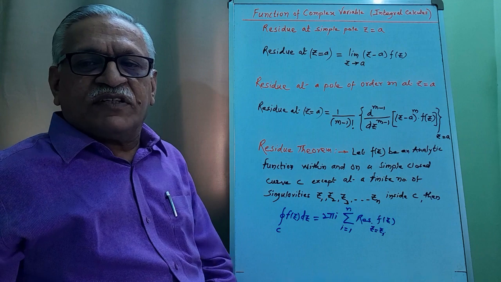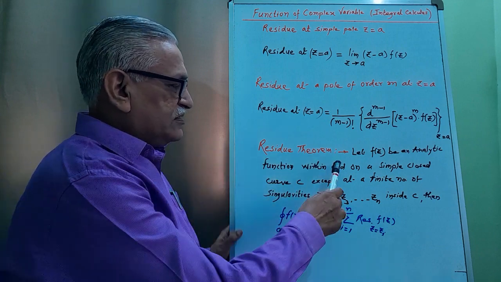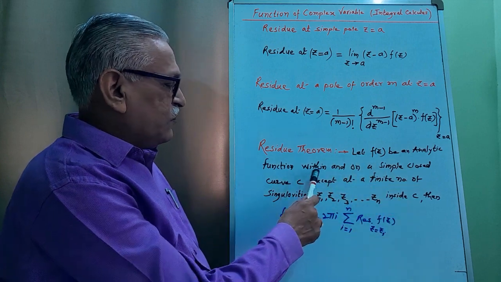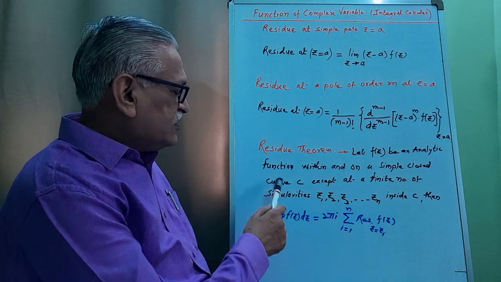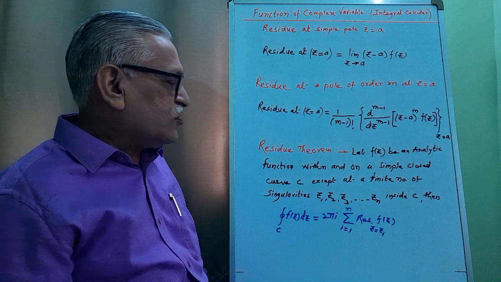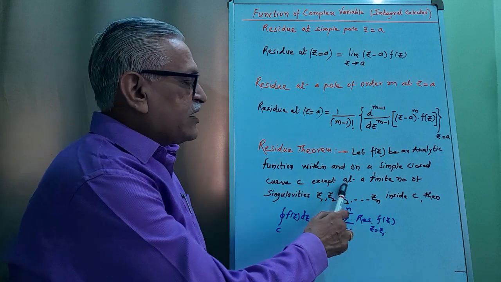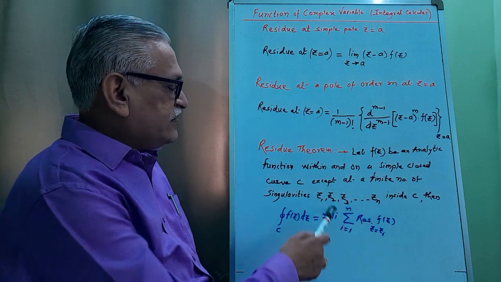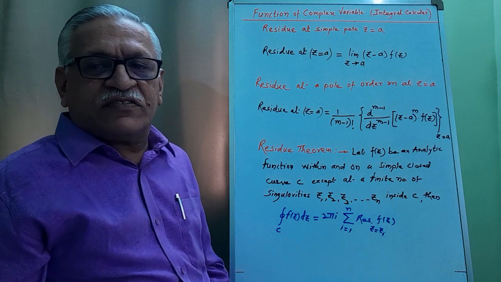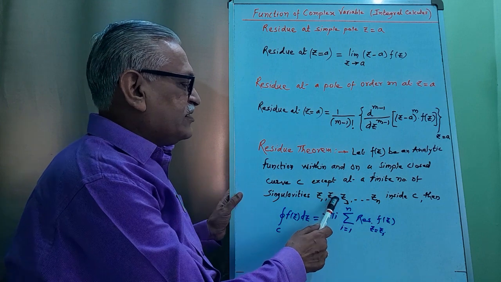Then the important theorem, the residue theorem. Its statement is like this: let f(z) be an analytic function within and on a simple closed curve C, except at a finite number of singularities, that is z1, z2, z3, and so on, zn. These are the singularities. Singularities means at that point the function is not analytic.